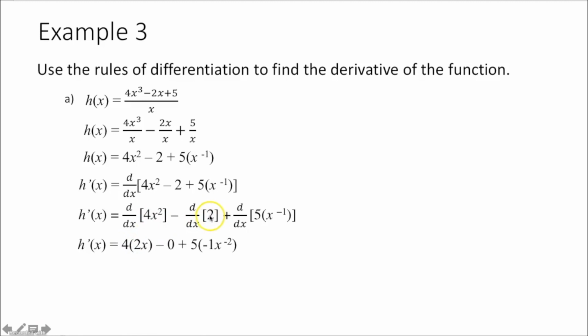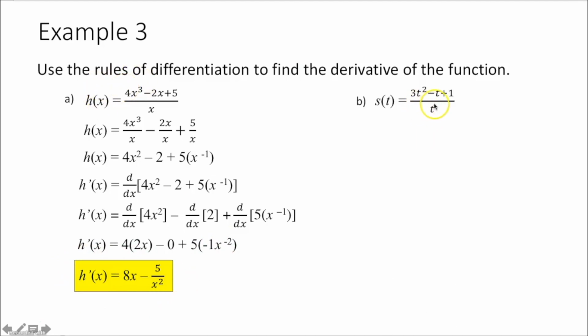Derivative of 2, that's a constant, so that's going to be 0. Derivative of 5x to the negative first power, constant multiple rule, I'm going to leave the 5 out to the end and just take the derivative of x to the negative first power using the power rule. So that's going to be negative 1 times x to the negative 1 minus 1, which is negative second power. Now if I simplify this, 4 times 2x gives me 8x, 5 times negative 1 is negative 5, and then the x to the negative second comes to the denominator, and I have found the derivative of h of x.